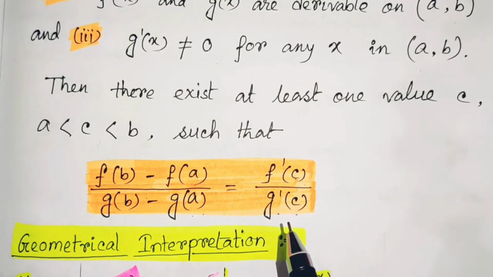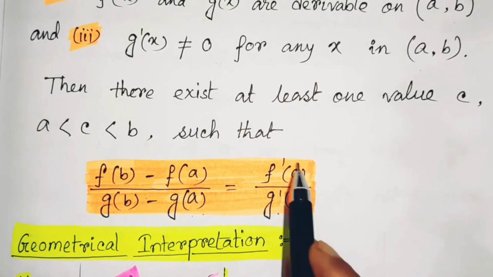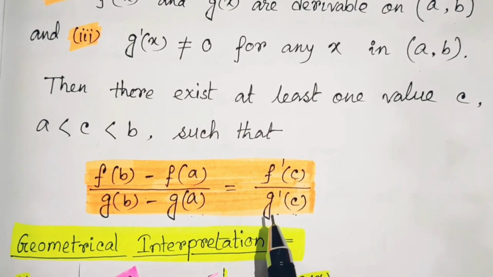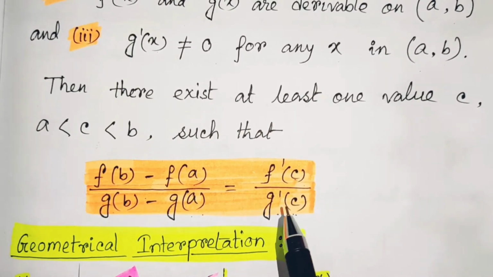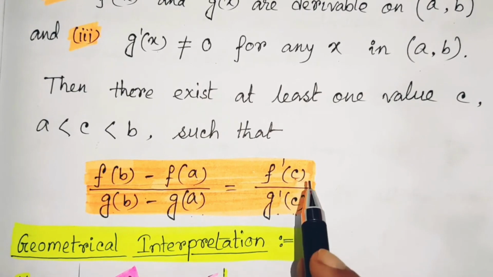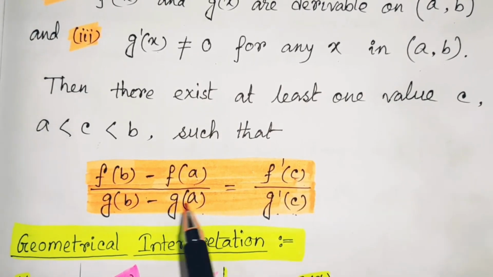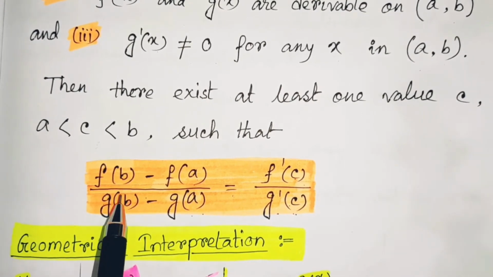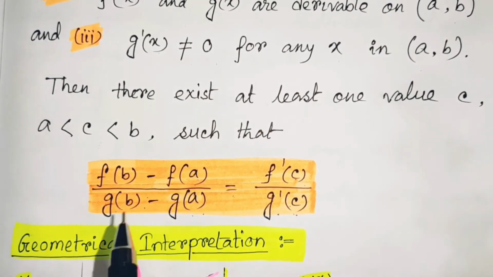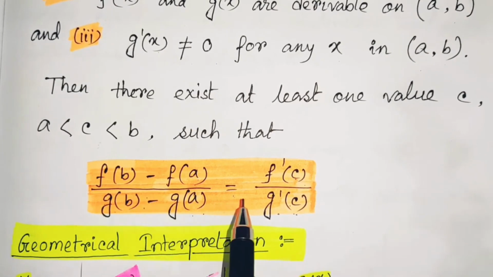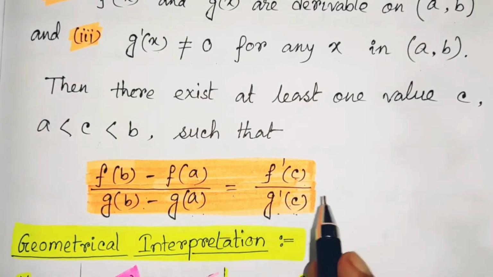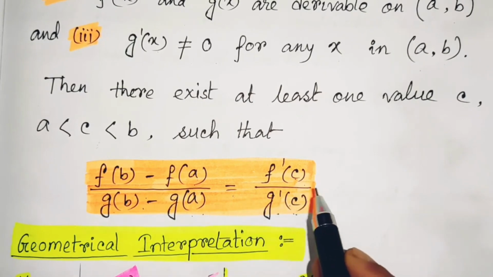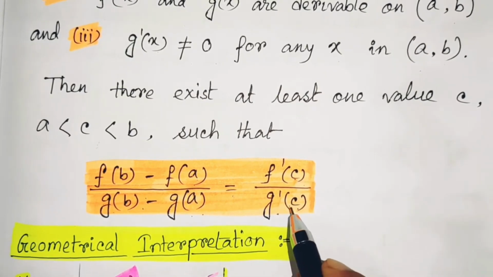If we apply physics here, then we will say that this is nothing but the speed formula, is it not? Speed should be represented by the derivative of the given function. So the distance ratio is equal to the speed ratio. That means the distance covered by the two functions within the given interval, their ratio should be equal to the ratio of their speeds, that we can see.